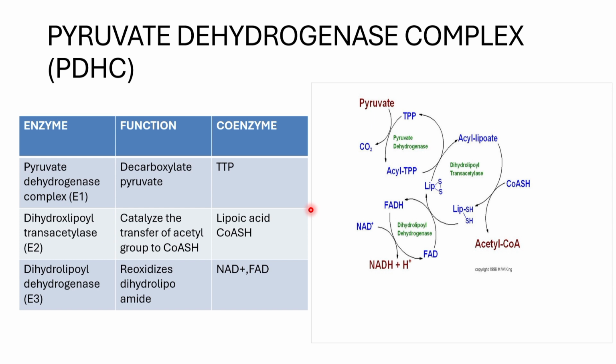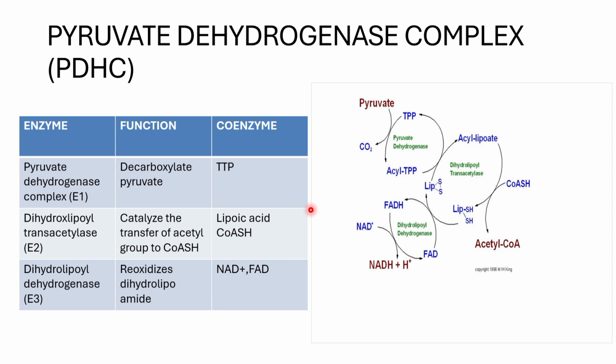The conversion of pyruvate to acetyl CoA is catalyzed by an enzyme complex. We call it the pyruvate dehydrogenase complex. It's not catalyzed by a single enzyme. They are catalyzed by enzymes fused together that form a complex, so we call it the pyruvate dehydrogenase complex or enzyme complex. Let's go through the enzymes, their functions, and then their coenzymes.